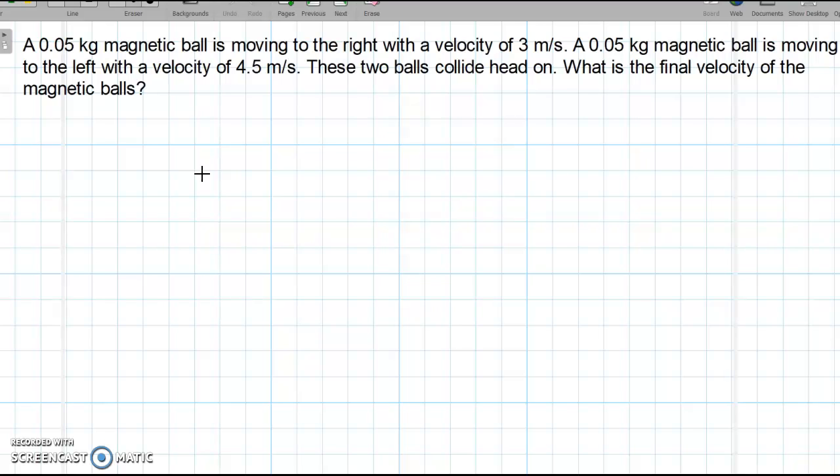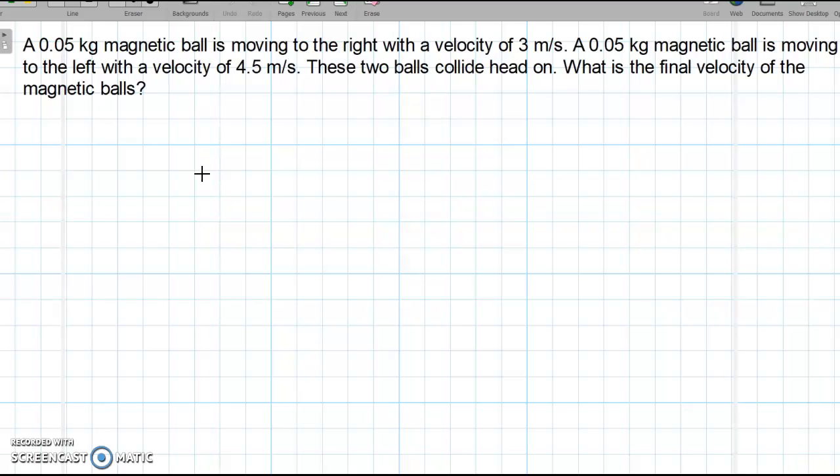A 0.05 kilogram magnetic ball is moving to the right with a velocity of 3 meters per second. A 0.05 kilogram magnetic ball is moving to the left with a velocity of 4.5 meters per second. These two balls collide head-on. What is the final velocity of the magnetic balls?